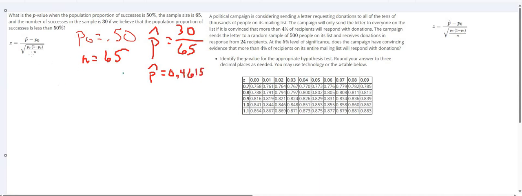So all we need to do now is put these values into this equation to find our z-score. And we want to be careful not to round until the very, very end. So when you can simplify, you want to. So for example, 0.4615 minus 0.5 is going to be negative 0.0385. 0.5 times 1 minus 0.5, that's really going to be 0.5 times 0.5. So for the numerator part of the denominator, that'll be 0.25.